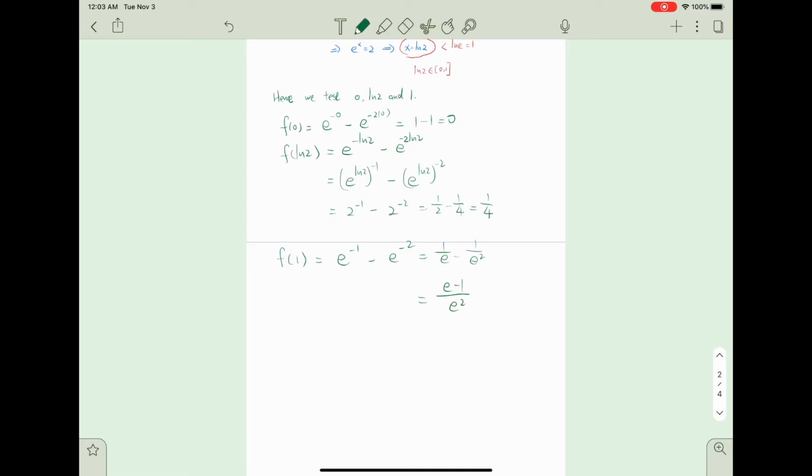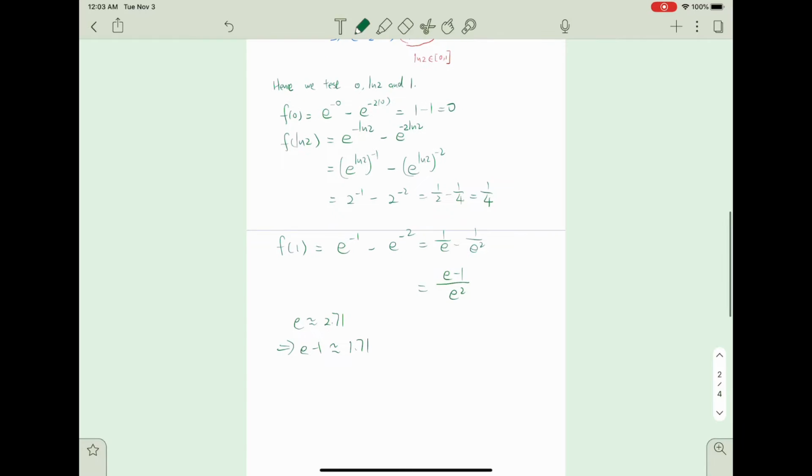But we know that e is approximately 2.71, right? So e minus 1 is approximately 1.71, something like that. And if we divide this number by e squared, e is already greater than 2, let alone e squared. If we divide this 1.71 by e squared, we will obtain a value that is very, very small.